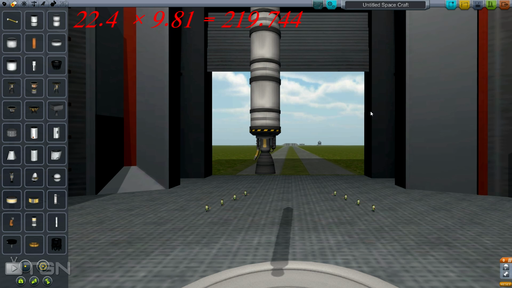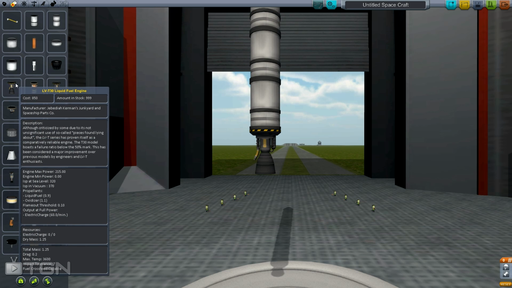and the weight after multiplying 22.4 by 9.81, we get a weight of 219.744. Now the thrust on this, because remember the thrust to weight ratio is thrust divided by weight, the thrust is defined by the engine max power, so that's 215. So if you divide 215 by 219.74, which is our weight, we get 0.9, or more precisely 0.978411124, but we don't need to look at that. 0.9 is fine for us.